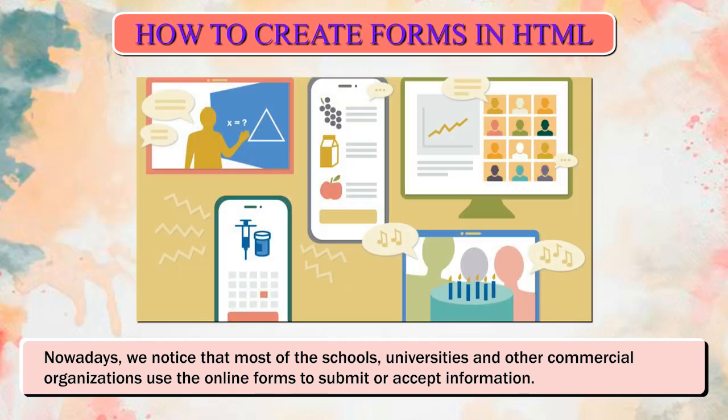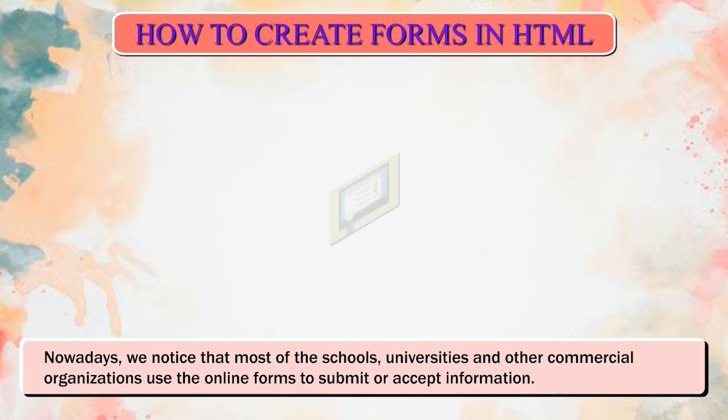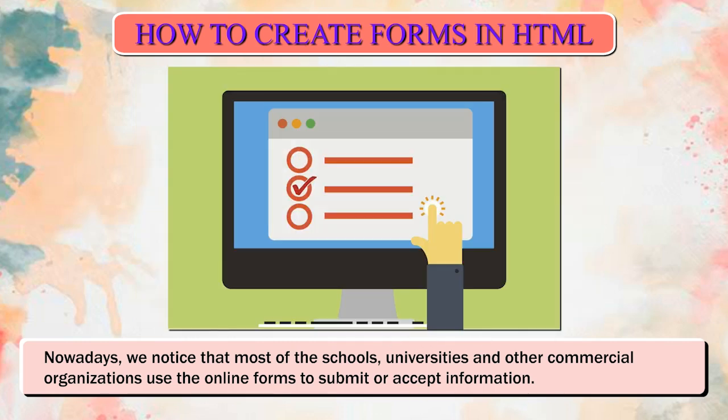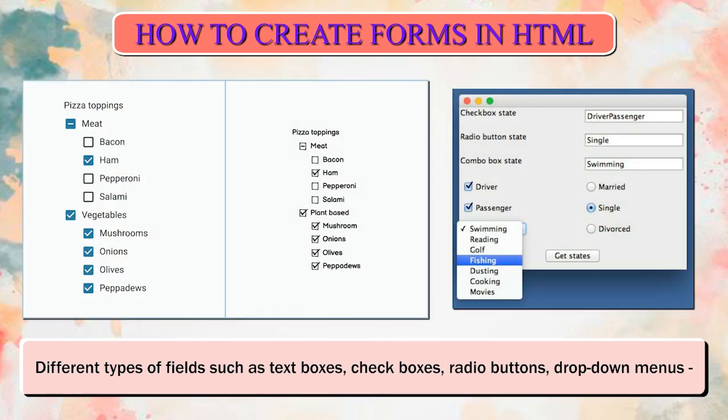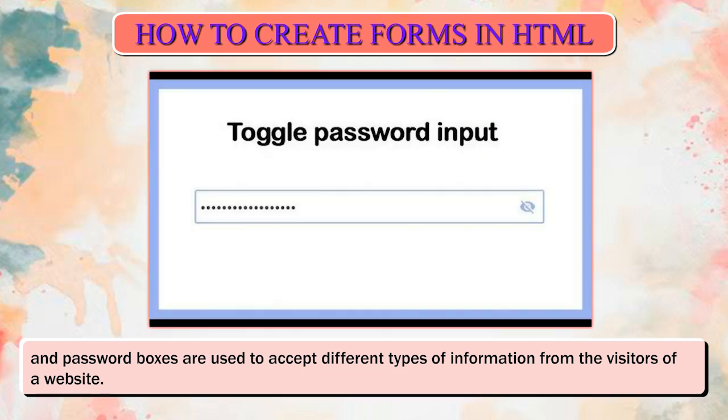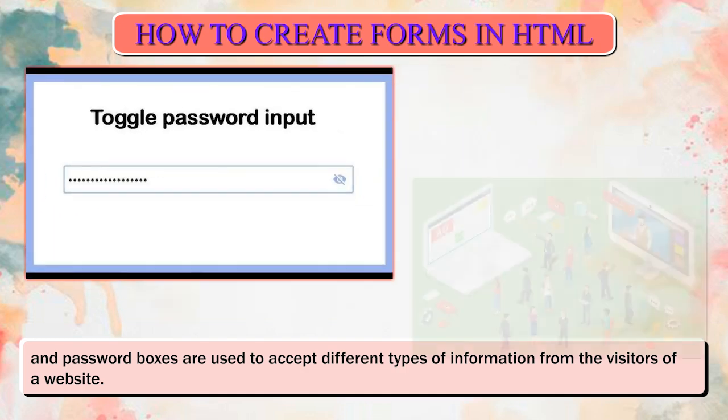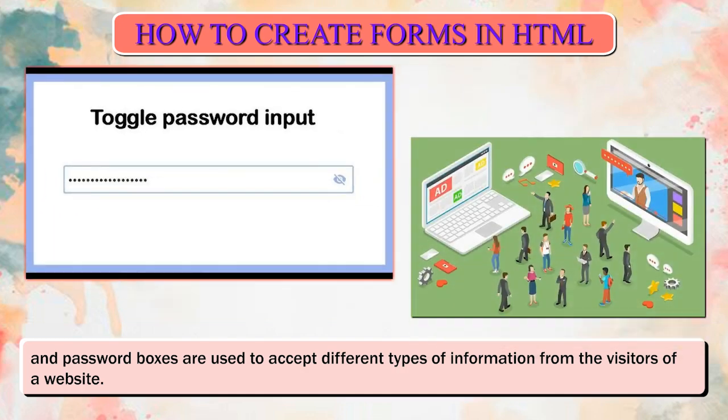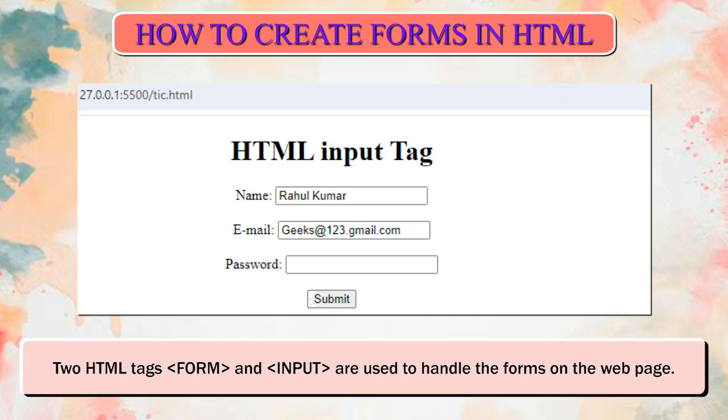Nowadays, we notice that most of the schools, universities, and other commercial organizations use online forms to submit or accept information. Different types of fields such as text boxes, checkboxes, radio buttons, drop-down menus and password boxes are used to accept different types of information from the visitors of a website. Two HTML tags, form and input, are used to handle the forms on the web page.